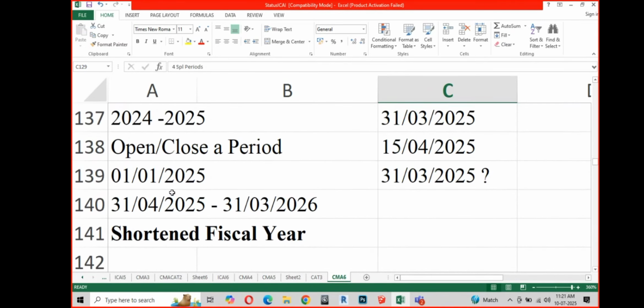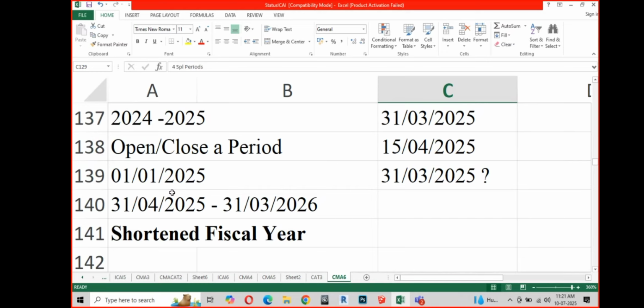Shortened fiscal year, another very interesting concept, or rather, let me put it in a very simple way, having less than 12 business months in a year. In a financial year, normally you have 12 normal months of transactions, but your business may not run for the whole of the 12 months. It could be seasonal. Okay, so in this case, what would you do?